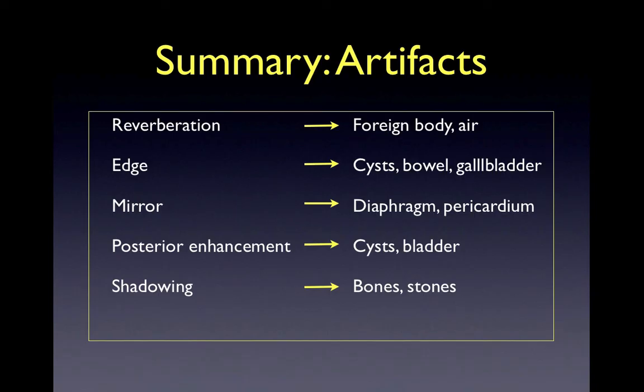Posterior enhancement is seen a lot with cysts, the bladder, and fluid-filled structures that are very echo-friendly, where there's minimal attenuation and a lot of acoustic energy. And finally, shadowing: bones, stones, the rib, gallstones, etc. These artifacts will help you in interpreting your ultrasonographic images and ultimately making patient care decisions.